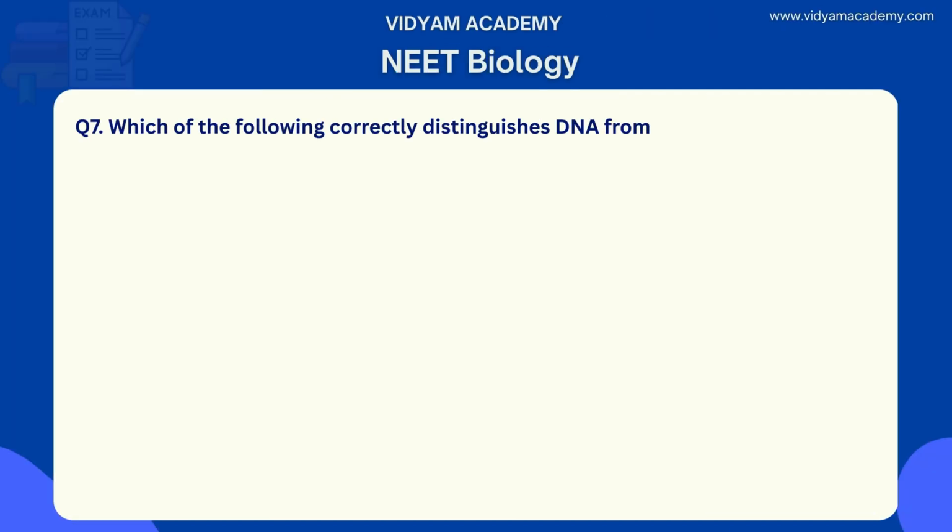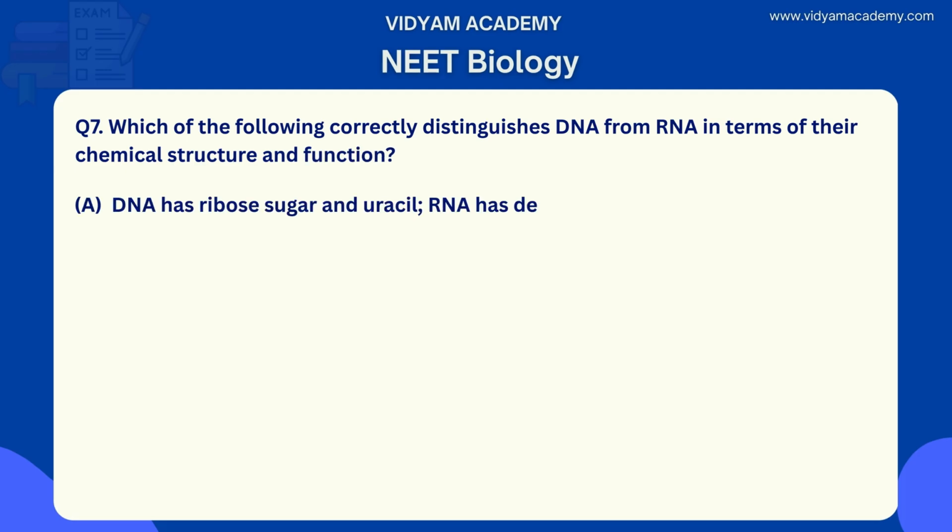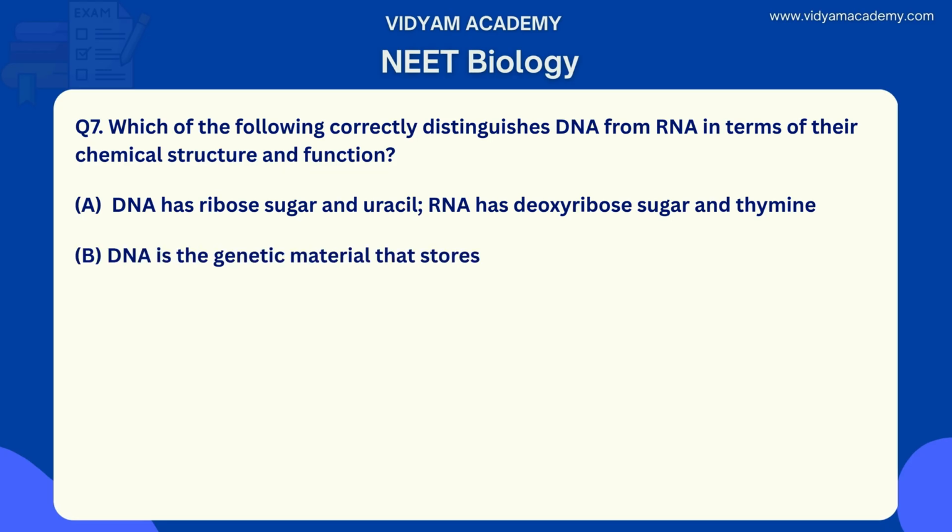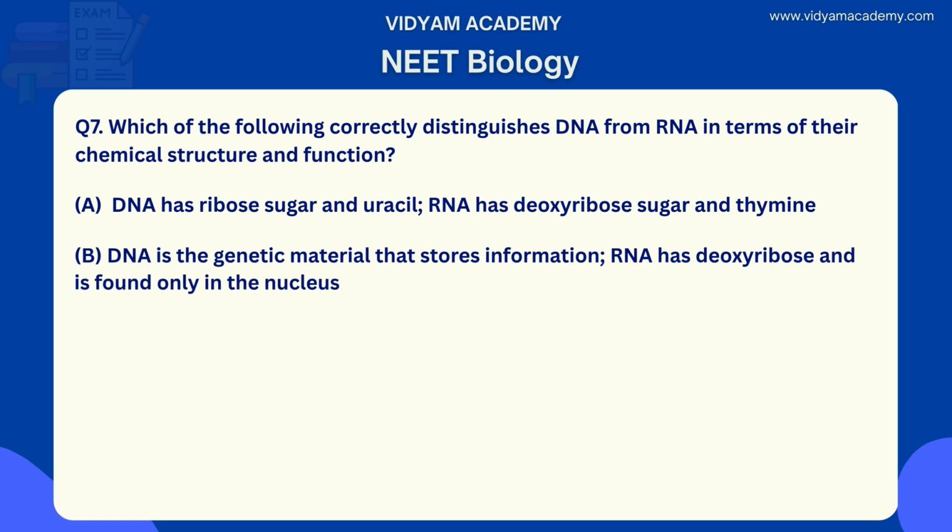Which of the following correctly distinguishes DNA from RNA in terms of their chemical structure and function? Option A, DNA has ribose sugar and uracil. RNA has deoxyribose sugar and thymine. Option B, DNA is the genetic material that stores information. RNA has deoxyribose and is found only in the nucleus.